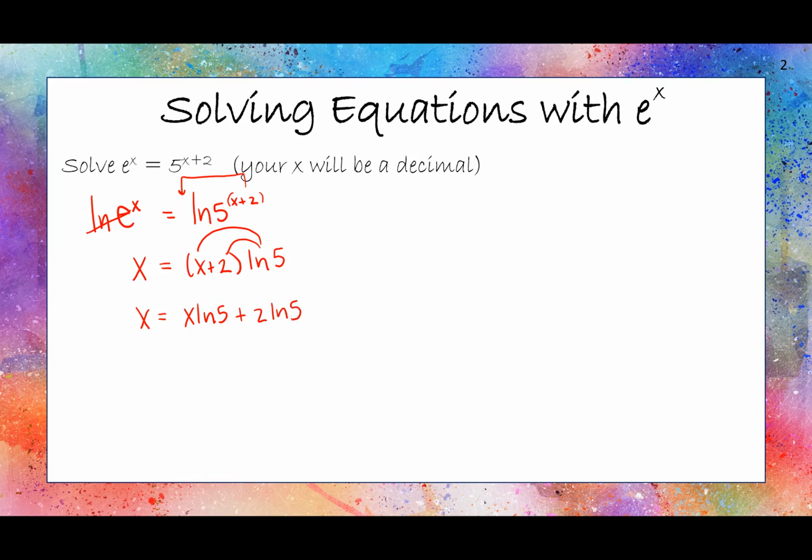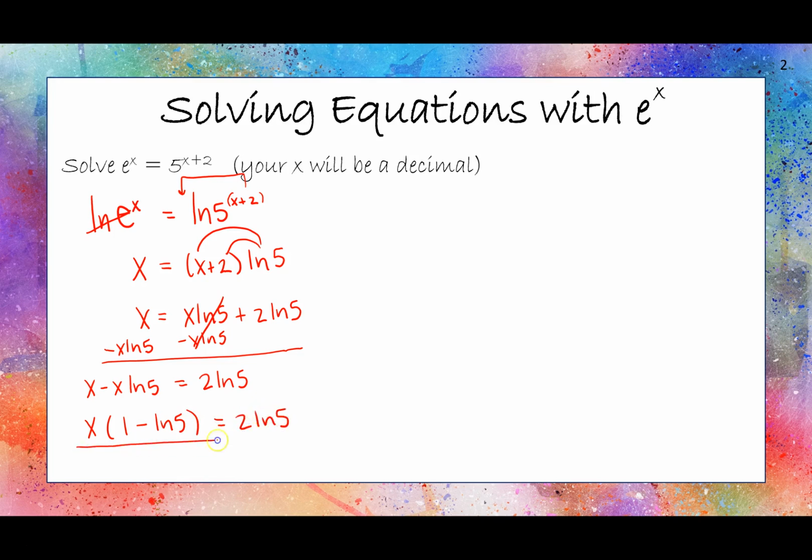Again, we want x's to be all on one side, so I'm going to subtract an x ln 5 from both sides. And unfortunately, we don't have any like terms, so I can't combine anything here. So I'll just write it as x minus x ln 5. And on the right side, I'm just left with 2 ln 5. Next step is going to be to pull out an x. And that's going to give me 1 minus ln 5.